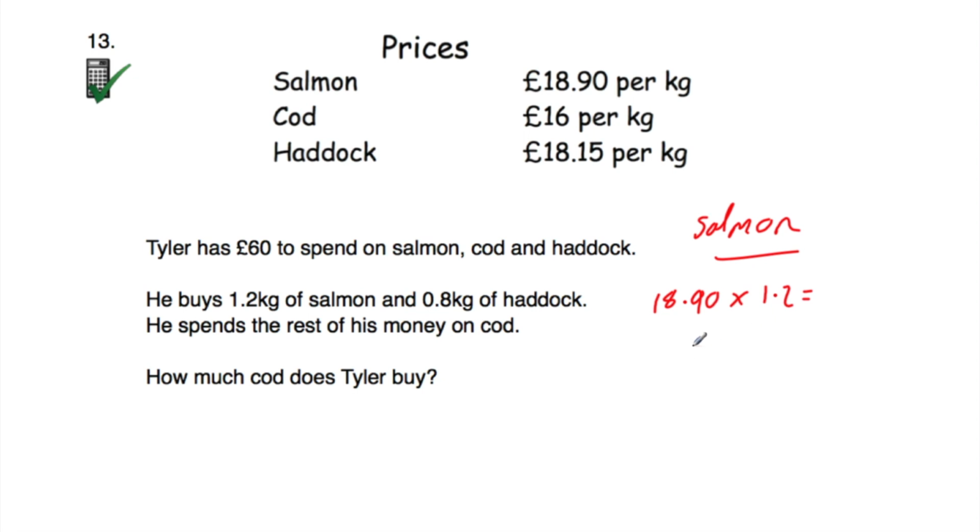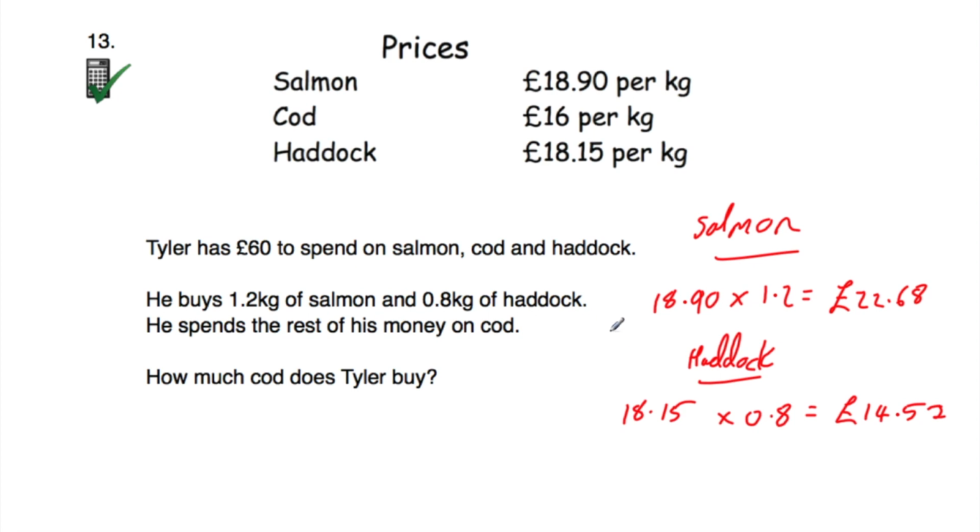£18.90 multiplied by 1.2 is equal to £22.68. So that costs £22.68. Now, in terms of the haddock, the haddock costs £18.15 per kilogram, and he buys 0.8 kilograms. So if we multiply £18.15 by 0.8, that's equal to £14.52. So that means that Tyler spends £22.68 on salmon, he spends £14.52 on haddock, and he spends the rest of the money on cod.